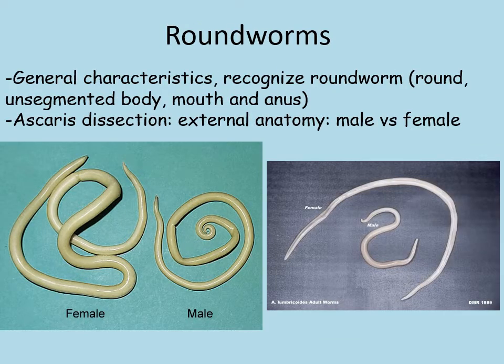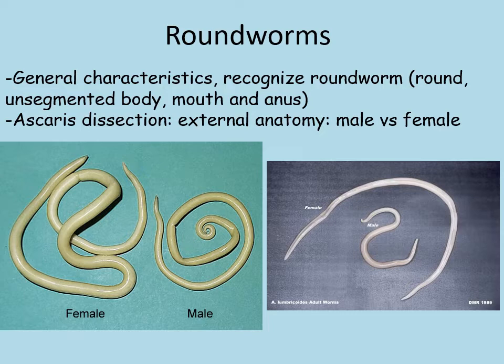So now let's talk a little bit about roundworms. For roundworms, again, know the general characteristics of roundworms and be able to recognize a roundworm if you saw one. They have a round, unsegmented body and a complete digestive tract, so they have a separate mouth and anus. For this lab activity, we were going to dissect Ascaris, which is a parasitic species of roundworm, a common parasite of humans. Firstly, with this parasite, you should know the external anatomy.